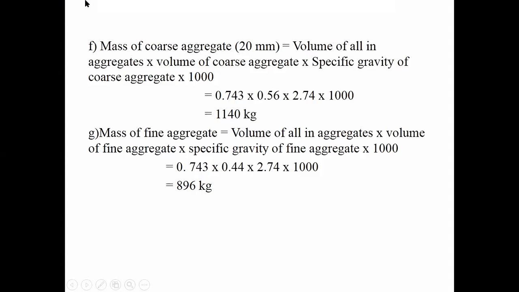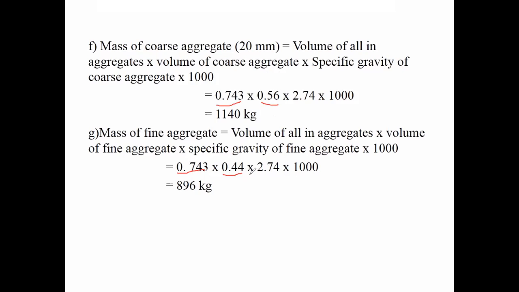For that, you have one formula here: volume of the total aggregate into the volume of the coarse aggregate into specific gravity of the coarse aggregate into 1000. See here, this is the total volume of the aggregate. In the total volume, only 0.56 is coarse aggregate. The remaining 0.44 is fine aggregate. This is the total volume of the coarse aggregate. In this total volume, 0.56 is only coarse aggregate and 0.44 is fine aggregate.